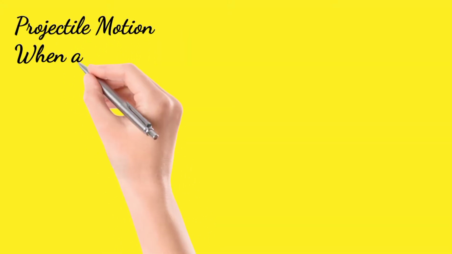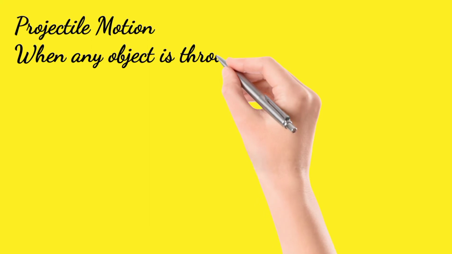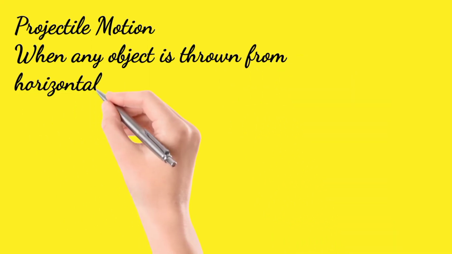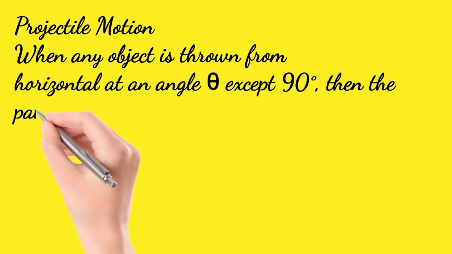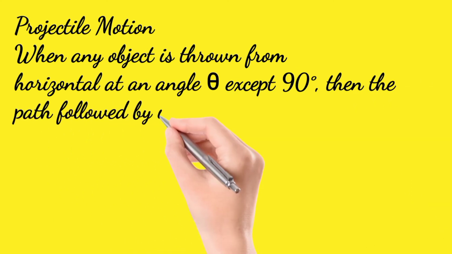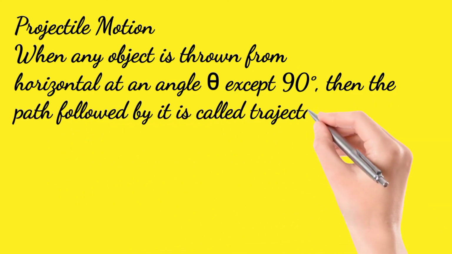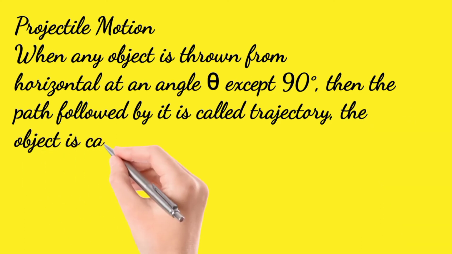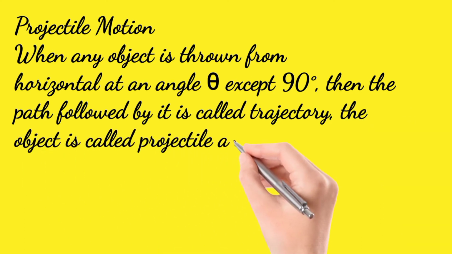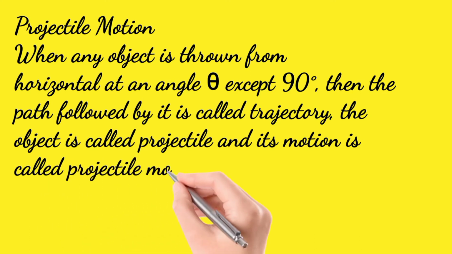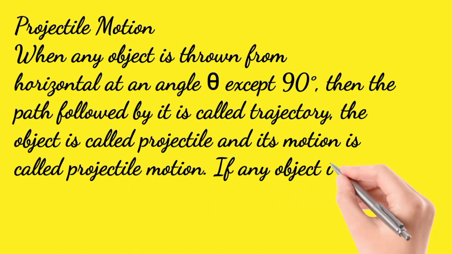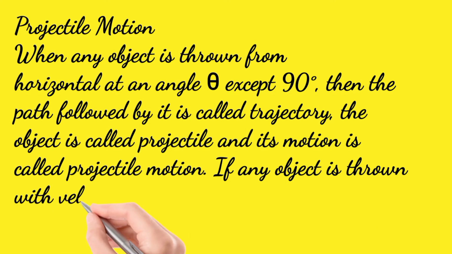Projectile motion. When any object is thrown from the horizontal at an angle theta, except 90 degrees, the path followed by it is called the trajectory. The object is called a projectile. So that curved path that the object takes is the trajectory, and its motion is called projectile motion.